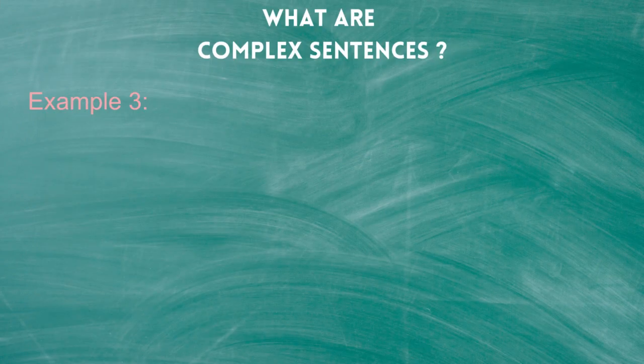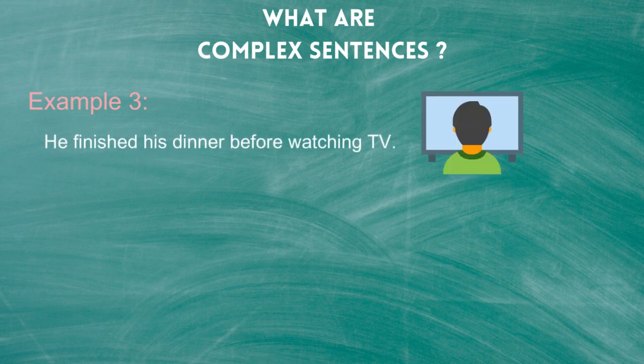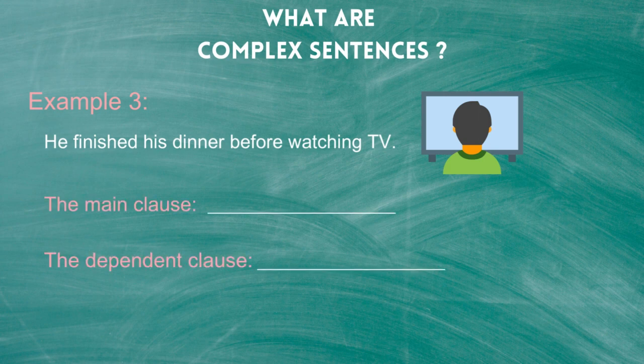Now, for our third example, we'll let you find the dependent and independent clauses. Here is the third example. He finished his dinner before watching TV. See if you can spot the main and the dependent clauses in this sentence.